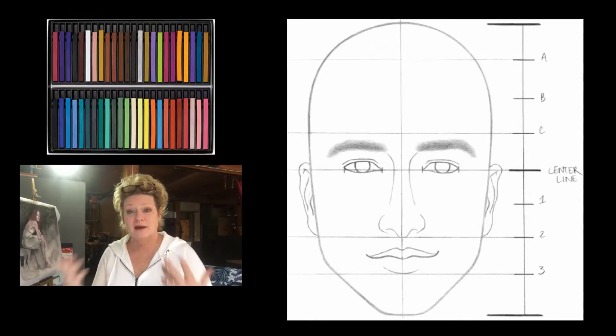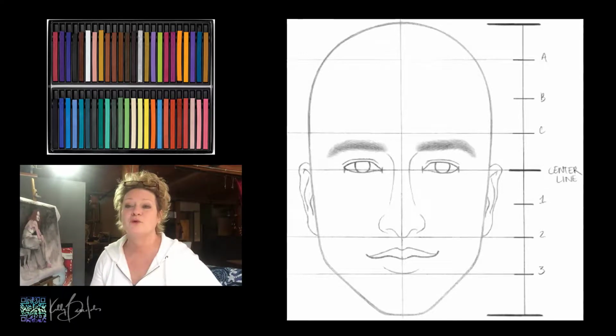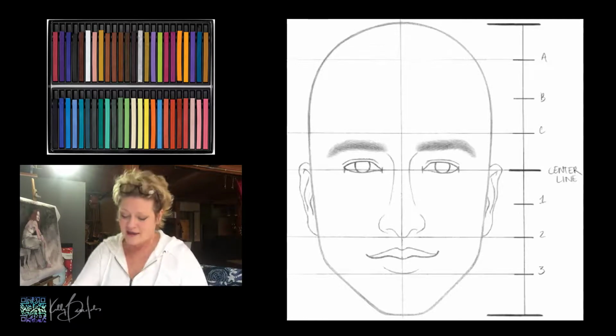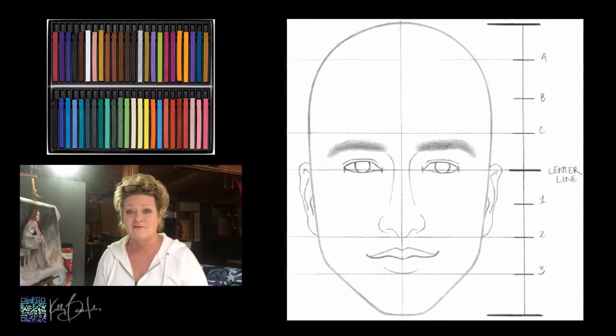Today we're going to be talking about how to draw a face and how to capture the image of a person through how you would vary that grid. So I have here a photograph which you could basically take off the internet on how to draw a face.